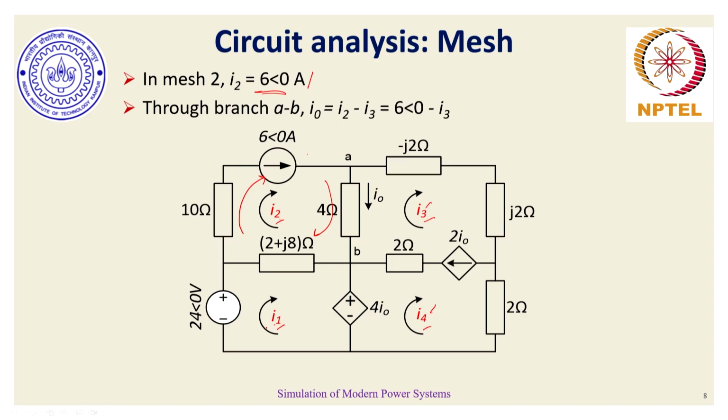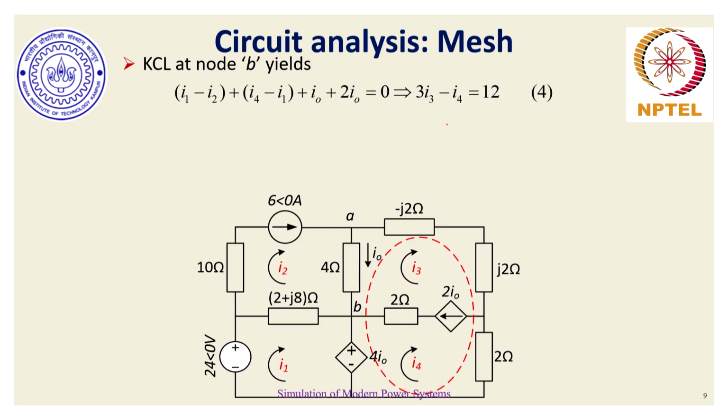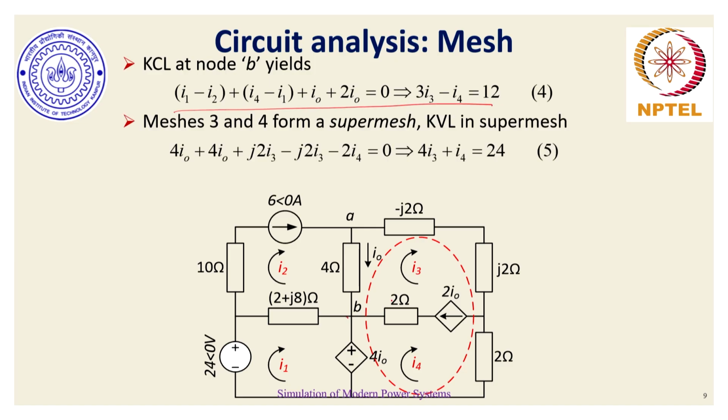We have 3 unknowns. We need 3 equations. So if we apply KCL across nodes A and B, we see I0 is I2 minus I3, which is 6 minus I3. And meshes 3 and 4 here form a super mesh. But before I go there, we apply KCL at node B. We get a corresponding current equation. Meshes 3 and 4 form a super mesh.